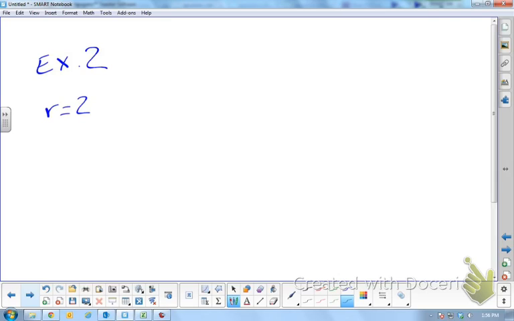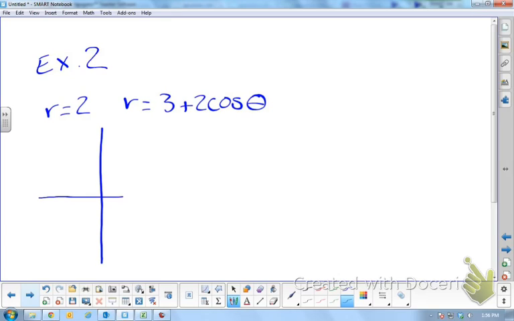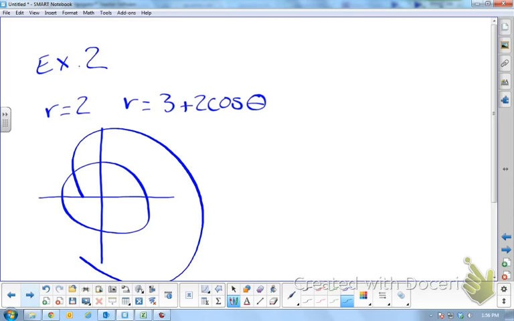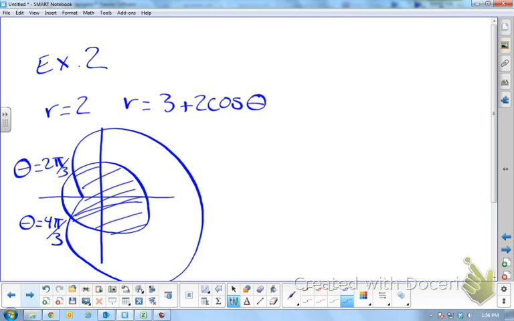Let's say we have the polar curves r equals 2 and r equals 3 plus 2 cosine theta. So r equals 2 would just be a plain old circle, radius 2. R equals 3 plus 2 cosine theta will look like that-ish, obviously a little more circular than I have. And I want to find this area where they overlap. On this particular question, they also gave me that they intersect at 2 pi over 3 and 4 pi over 3. That was given.